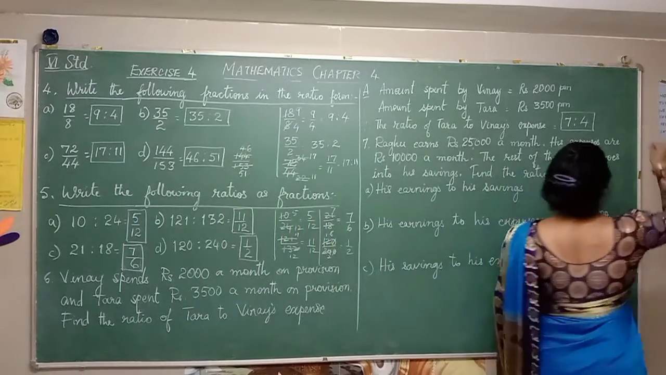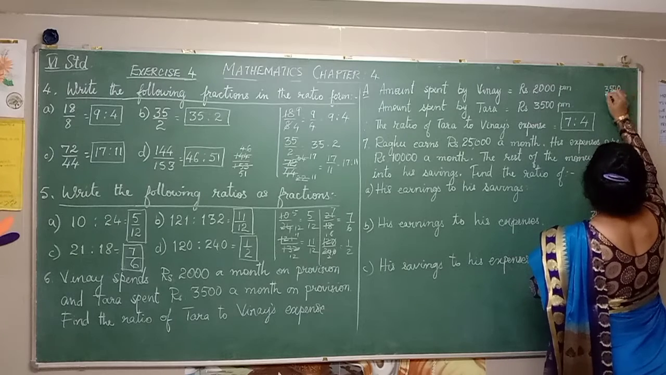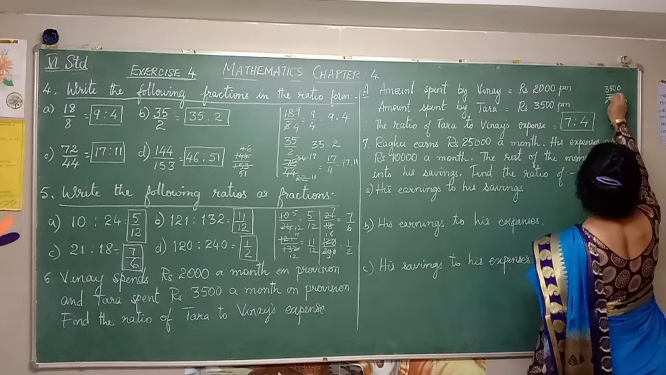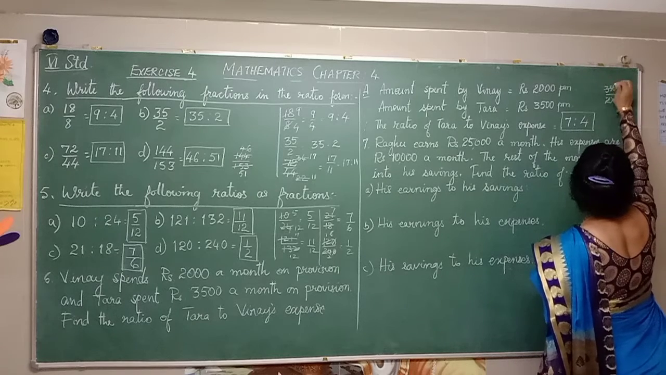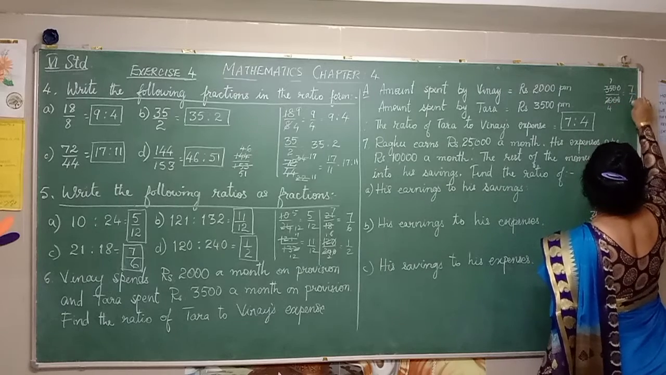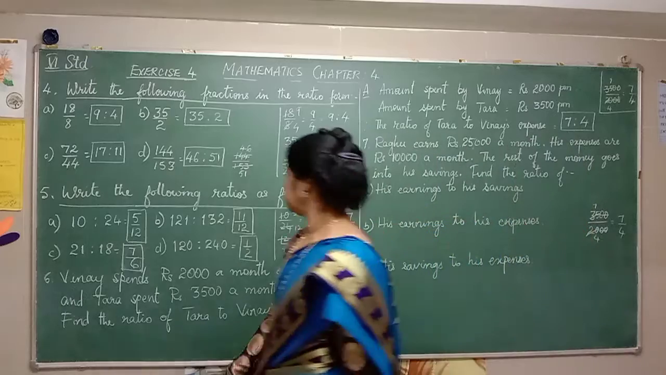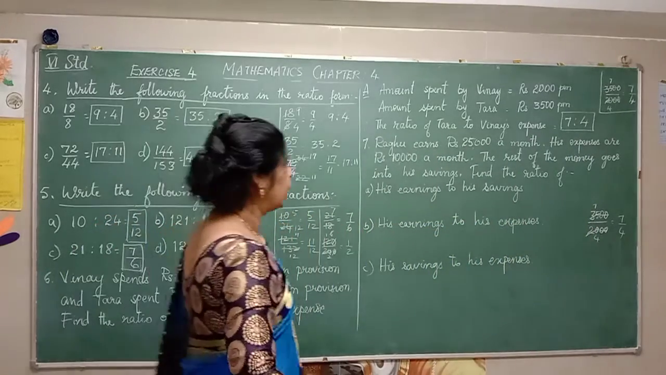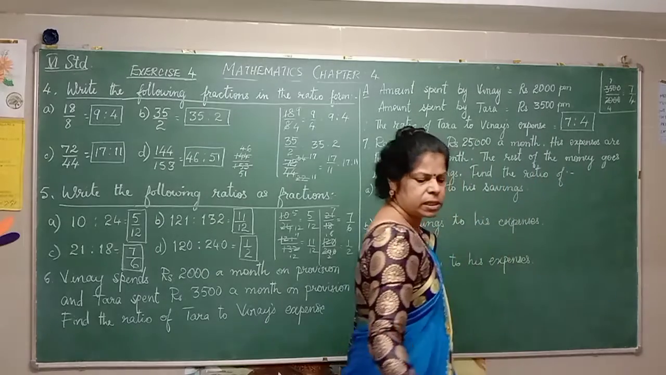So this I just write it here. You write it in our working column. 3500 by 2000. So 0 0 cancel. 5 7s are 35, 5 4s are 20. You get 7 by 4. Got it? Now let us go for the next sum.